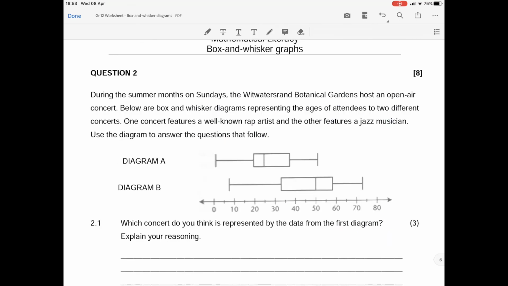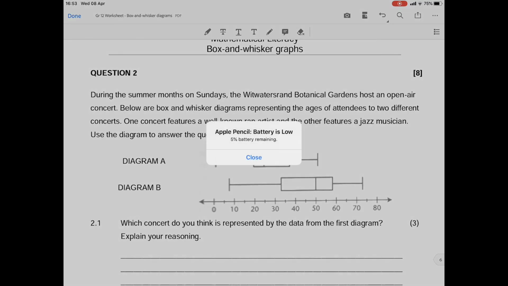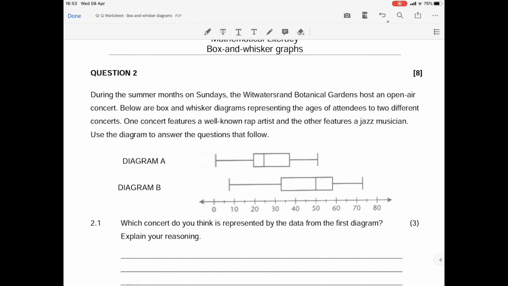Your last question presents you a Box-Whisker Plot explaining the Sunday concerts that the Witwatersrand Botanical Gardens hosts in summer. So you've got box-whisker diagrams representing the ages of attendees to two different musicians. So that there is your age on your horizontal axis.